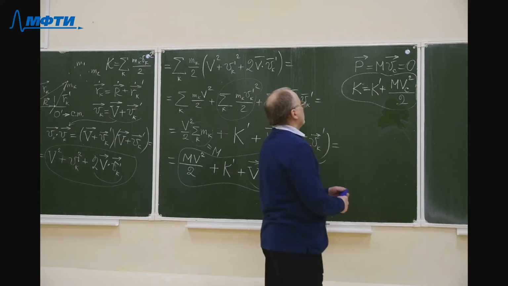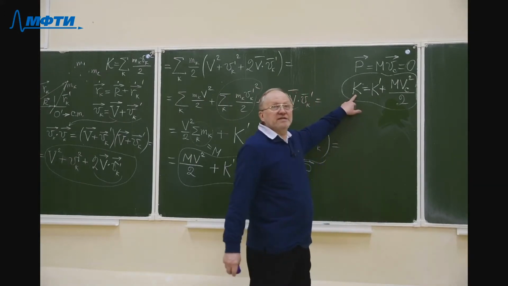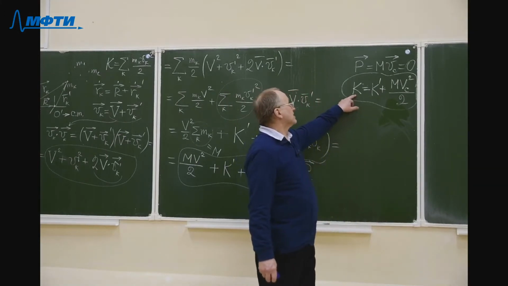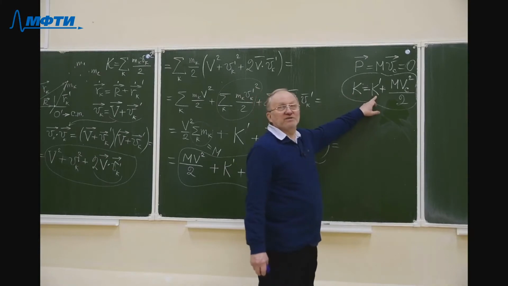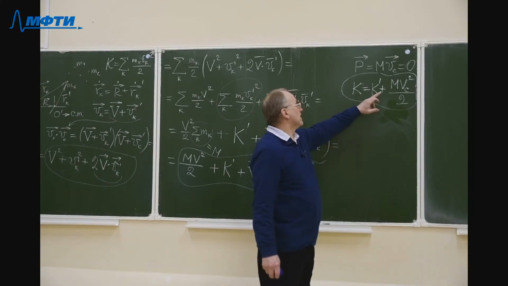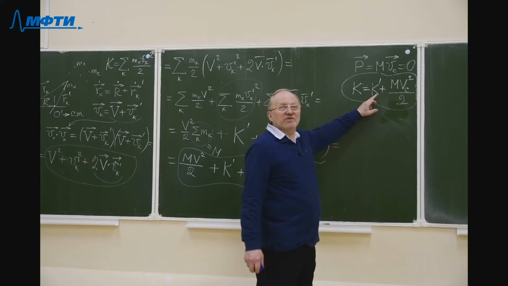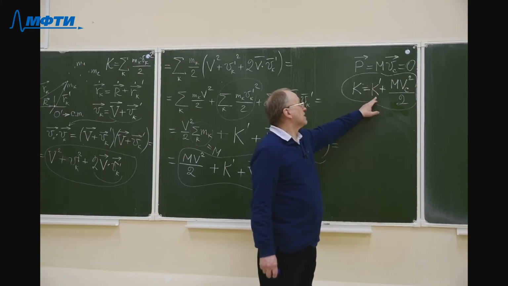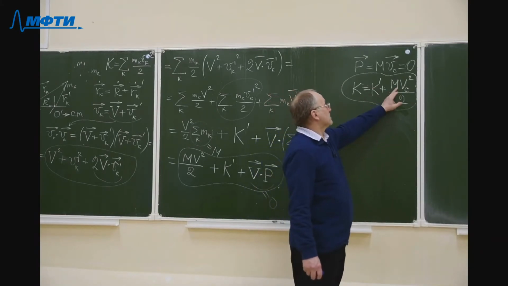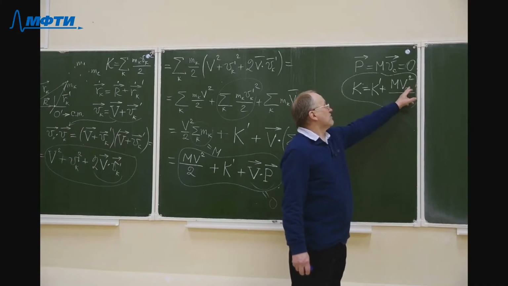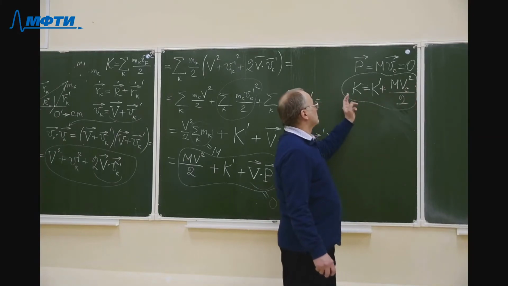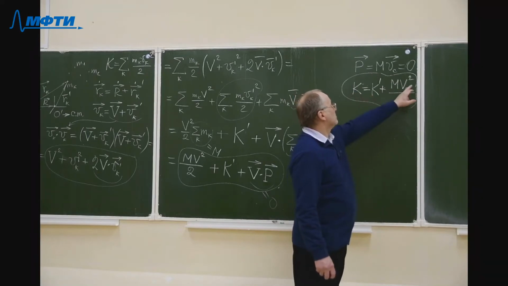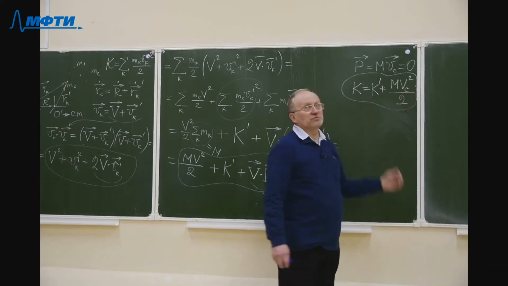It says that the kinetic energy of any system of particles equals the kinetic energy of the same system of particles in the reference frame associated with the center of mass of the system of particles, that is K prime, kinetic energy in the reference frame of the center of mass, plus the total mass of the system of particles times the velocity of the center of mass squared over 2.